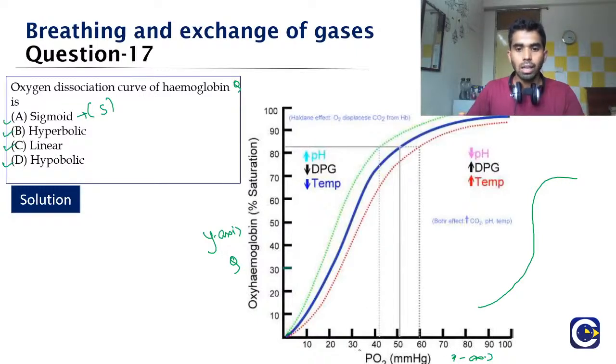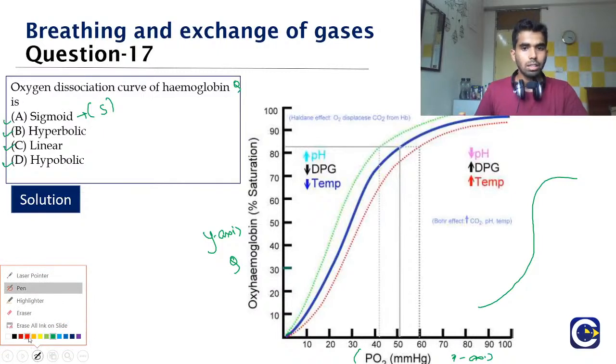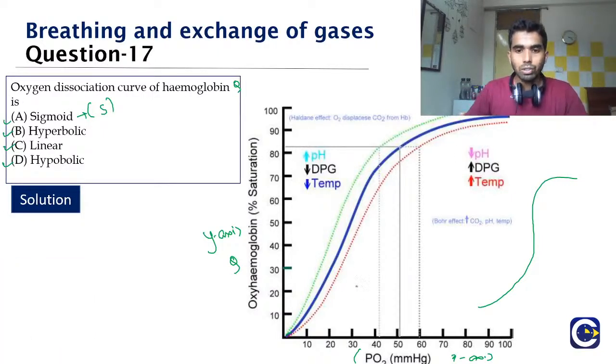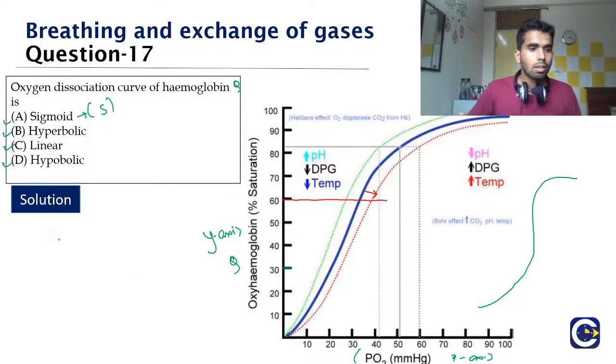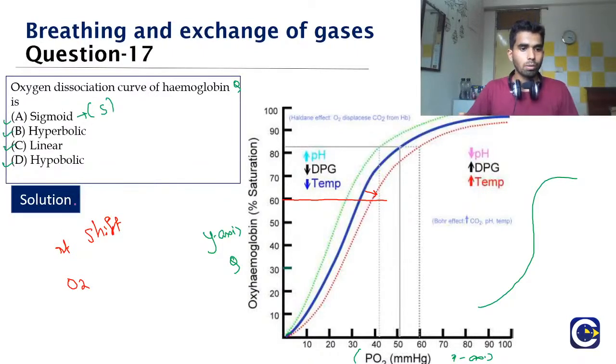And on the x-axis, partial pressure of oxygen is present. Okay, these are the important points. After that, one more important question: when is it a right shift and when is it a left shift? See, right shift means that the graph is going to the right side. Right shift means that oxygen easily dissociates from the hemoglobin. Okay, oxygen easily dissociates from the hemoglobin.